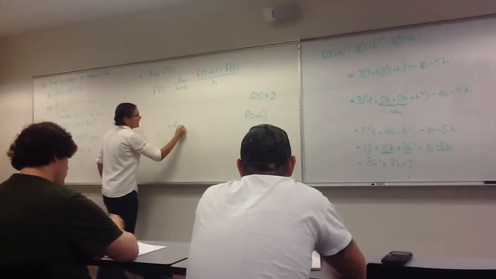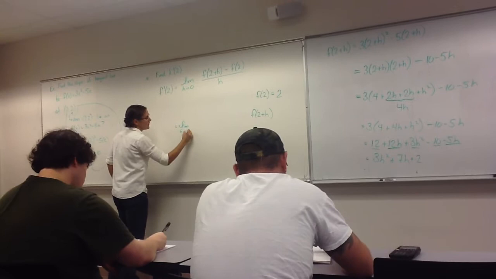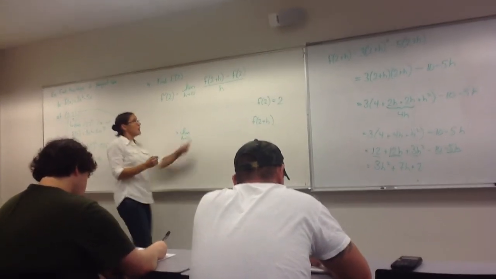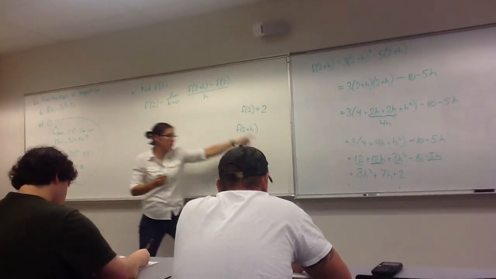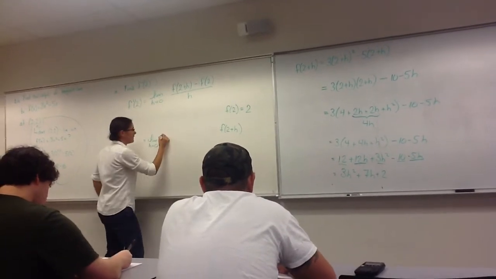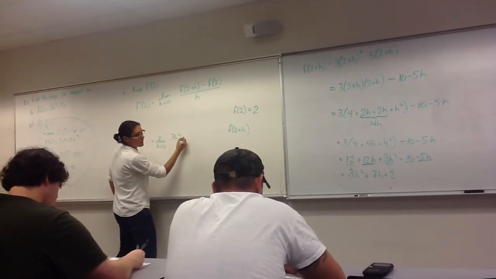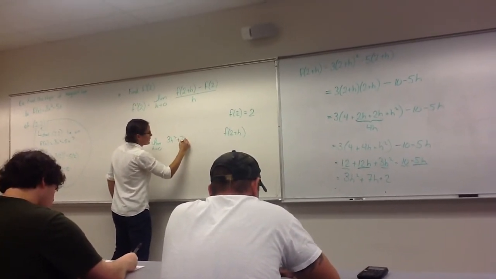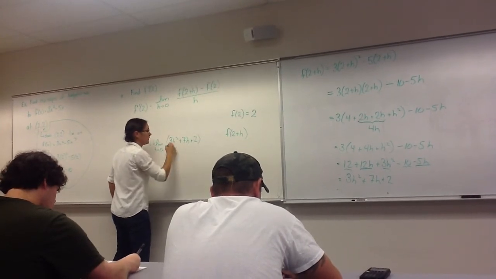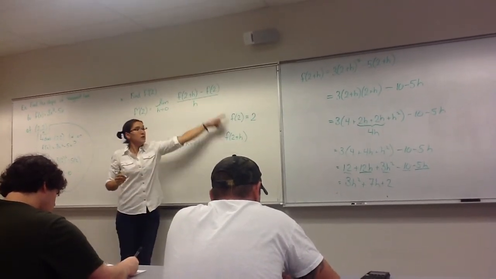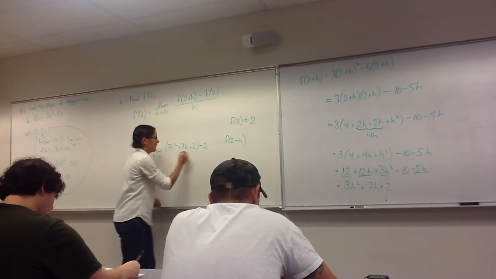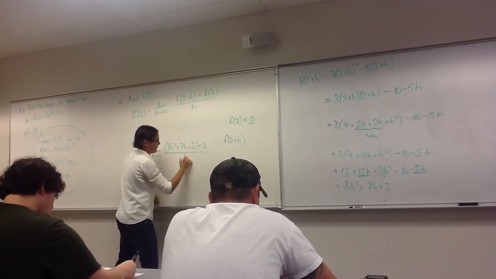So now we're back to calculating our limit. We've got the limit as h goes to 0 of f of 2 plus h. Well, that's our work we just did over here. That's 3h squared plus 7h plus 2 minus f of 2. Well, f of 2 is 2. All over h.